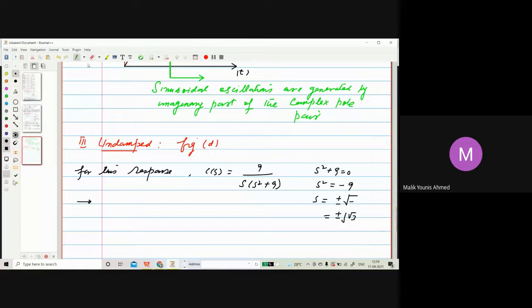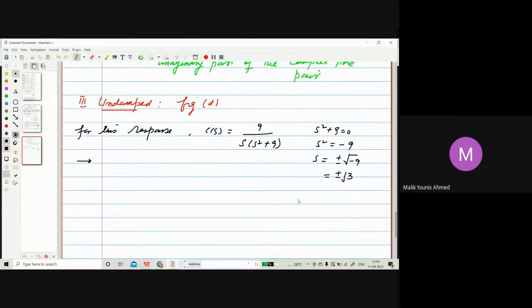Fine, it doesn't matter. I think now it is correct. Minus j, and that will be 3. Sorry, 3 will come, no problem. My mistake, sorry. So that should be plus minus j3. That's correct. You are correct.